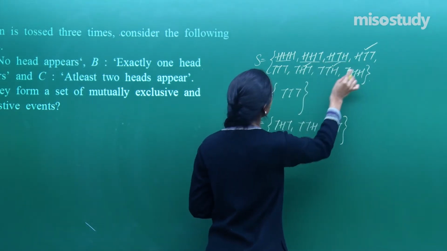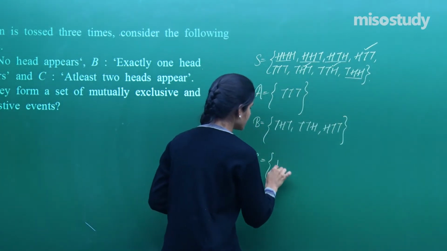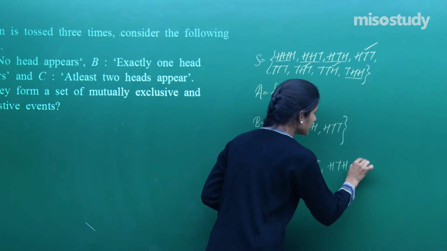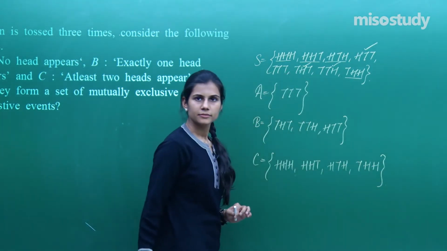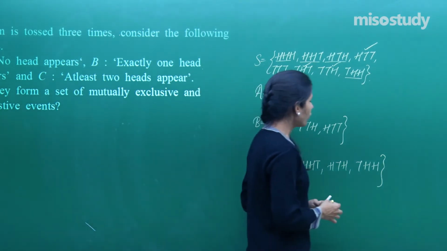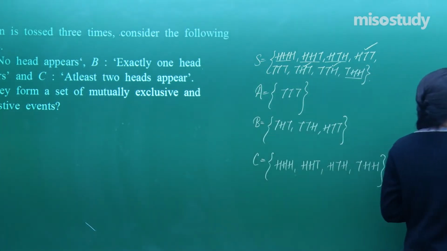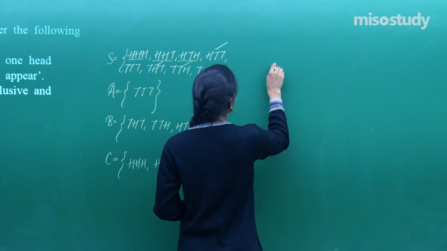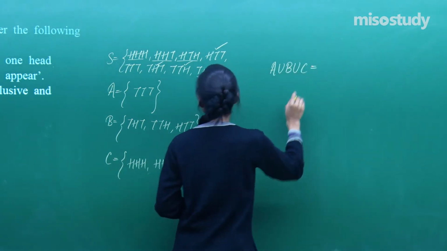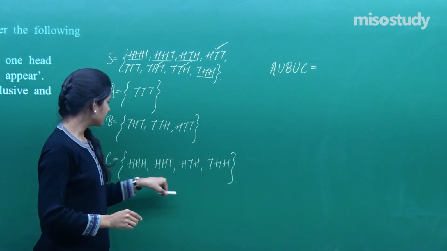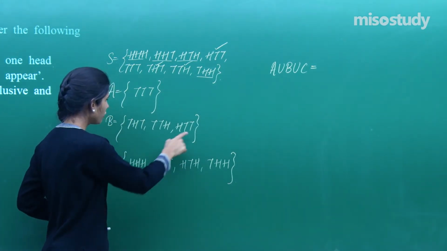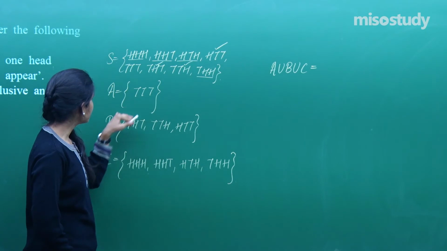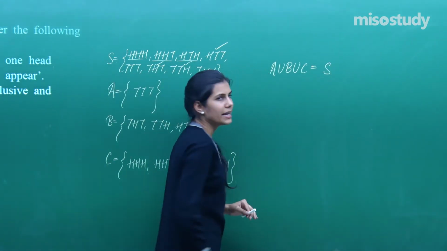This, this, this, this. So it is head, head, head, head, head, tail, head, tail, head, tail, head, head. Now I am talking about whether they are forming a set of mutually exclusive and exhaustive events. For exhaustive, their union should be equal to the entire sample space. So if I talk about A union B union C, I will have all 8 distinct outcomes coming: 1, 2, 3, 4, 5, 6, 7 and 8. So clearly this is equal to my sample space.